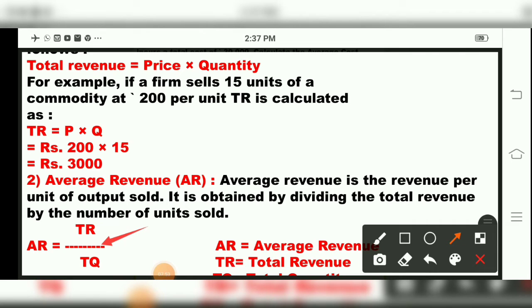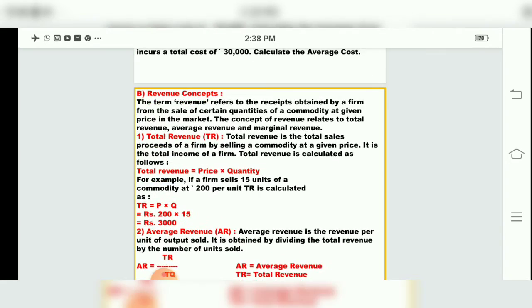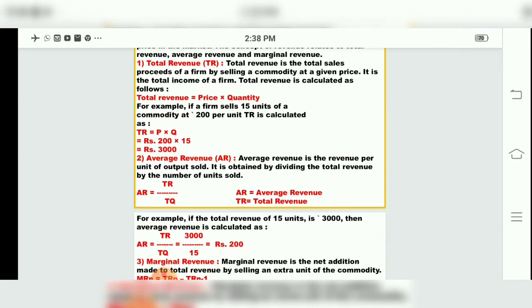So AR is average revenue. TR is total revenue. So AR is equal to TR divided by total quantity. AR is average revenue, TR is total revenue.